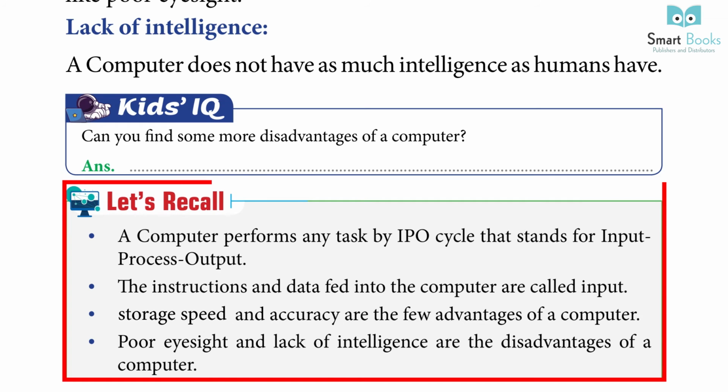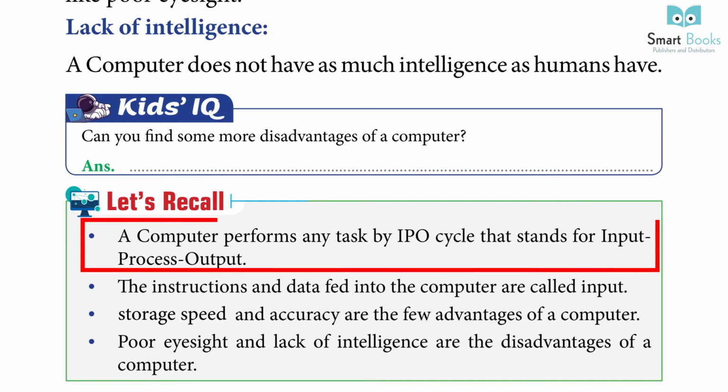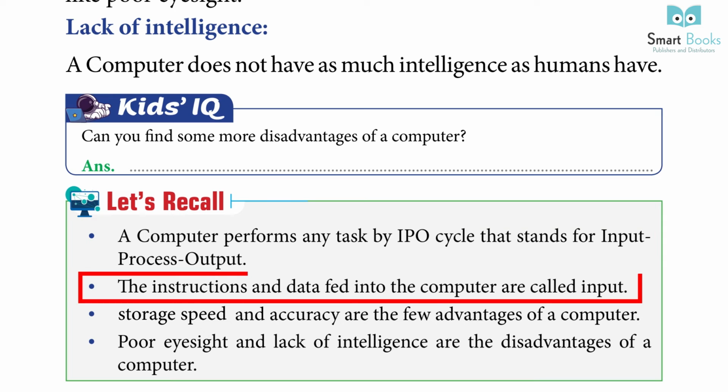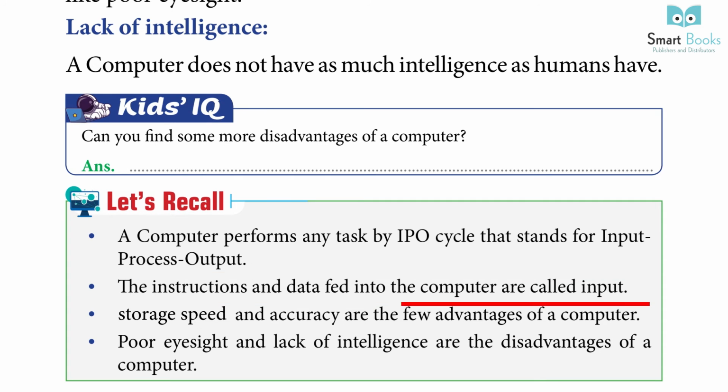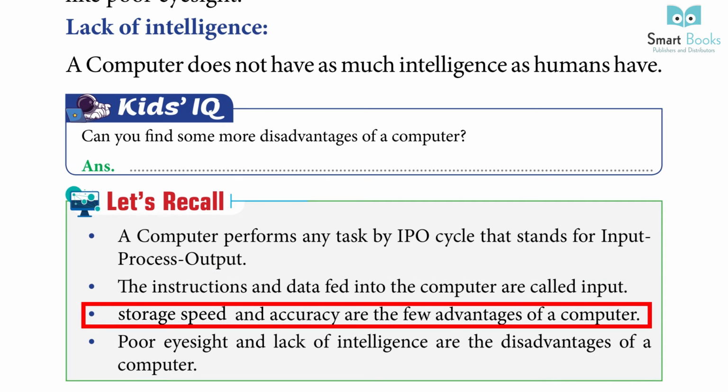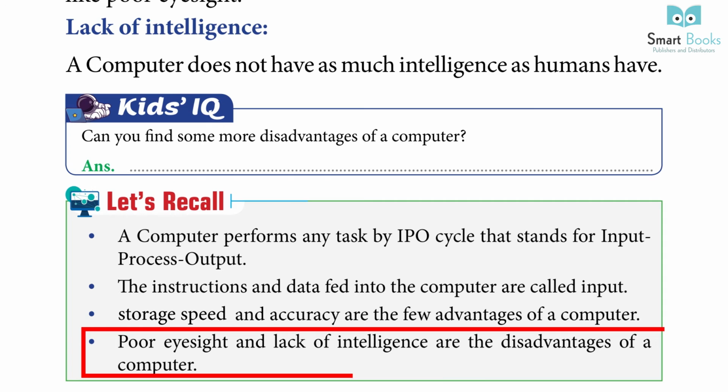Let's recall. A computer performs any task by IPO cycle, that stands for input, process, output. The instructions or data fed into the computer are called input. Storage, speed, and accuracy are a few advantages of a computer. Poor eyesight and lack of intelligence are the disadvantages of a computer.